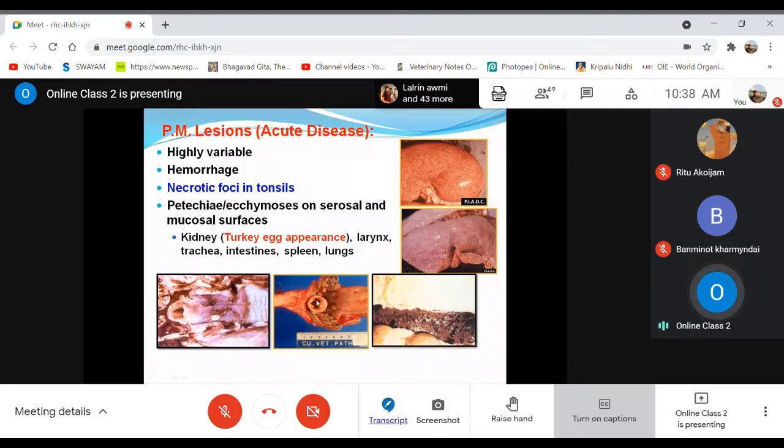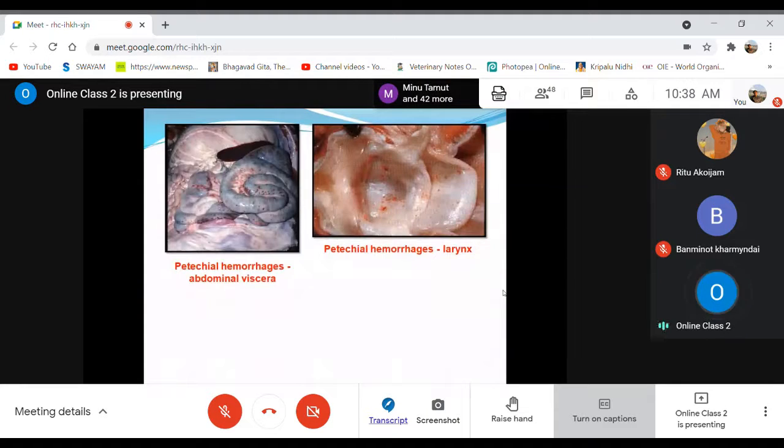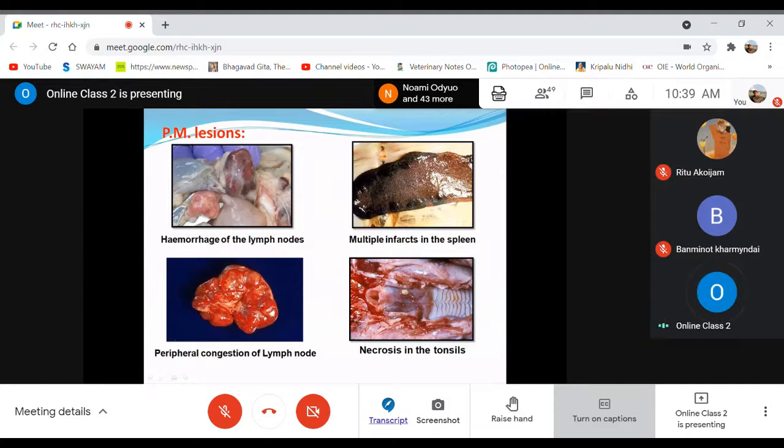Then the larynx, the trachea, the intestines, the spleen and the lungs. Many of the organs and tissues will show hemorrhagic lesions, maybe petechiae or pinpoint hemorrhage, or ecchymosis, which is a little bit larger in size. Then here are some more pictures: petechial hemorrhages in the abdominal viscera, the intestines and other organs, and petechial hemorrhages in the larynx, if you see here. Then these are hemorrhagic lymph nodes, enlarged and hemorrhagic: mesenteric, inguinal and other lymph nodes.